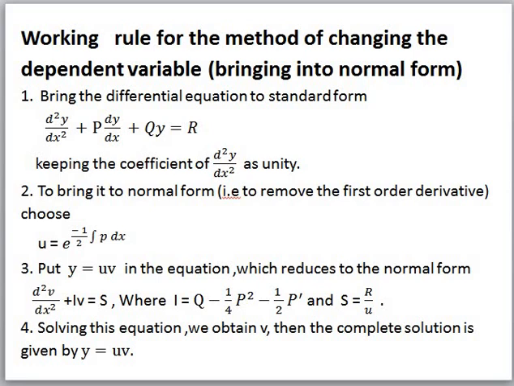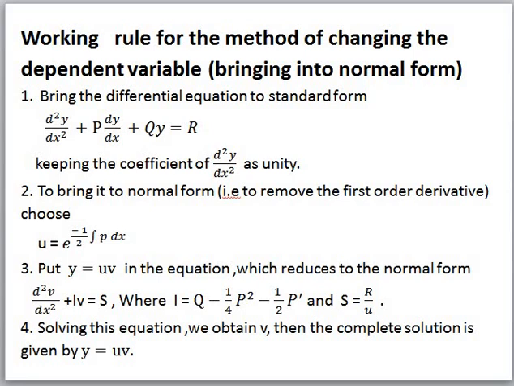Working rule for the method of changing the dependent variable or bringing into normal form. Step 1. Bring the differential equation to standard form, that is d square y divided by dx square plus p dy by dx plus q into y is equal to r, keeping the coefficient of d square y divided by dx square as unity. Step 2, we follow to bring it to normal form, that is to remove the first order derivative. So let us choose u is equal to e to the power of minus 1 by 2 integral p dx.